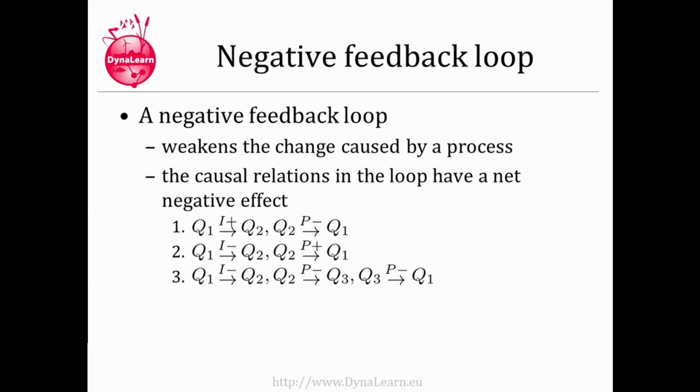For example, if there is a positive influence from quantity 1 to quantity 2 and there is a negative proportionality from quantity 2 back to quantity 1, this is a negative feedback loop because the net result is negative. In the second example, there's a negative influence from quantity 1 to quantity 2 and a positive proportionality from quantity 2 to quantity 1. Again, the net result is negative, so it's a negative feedback loop.